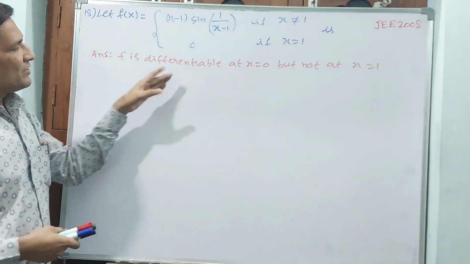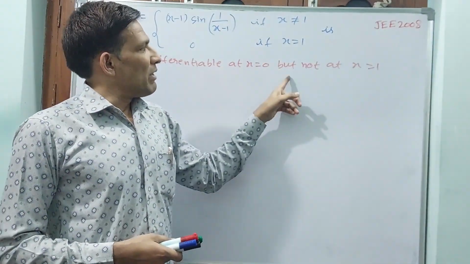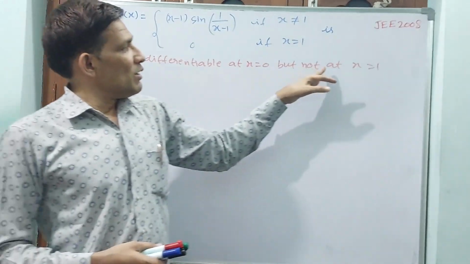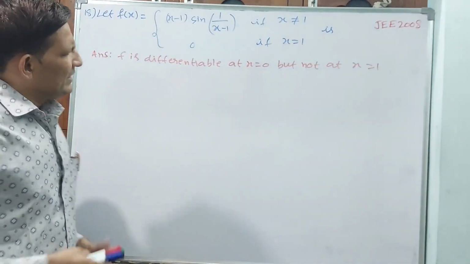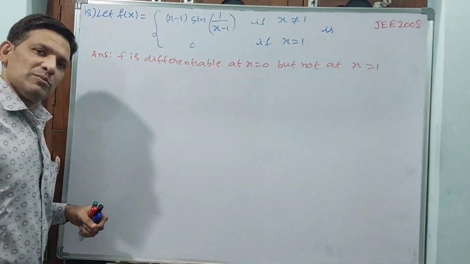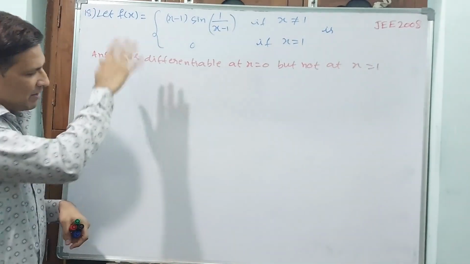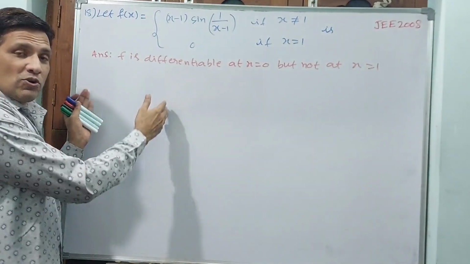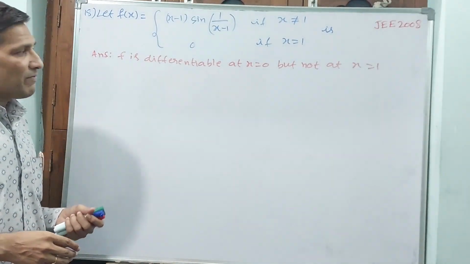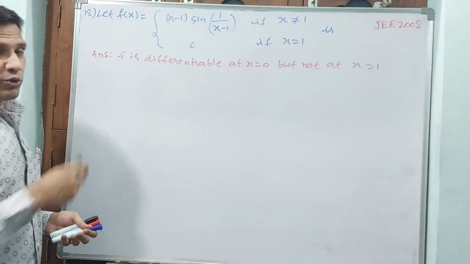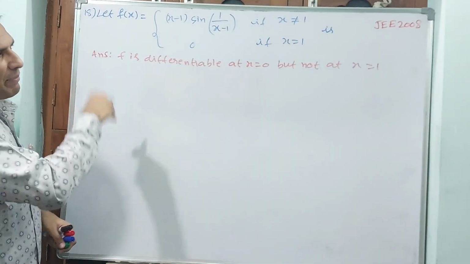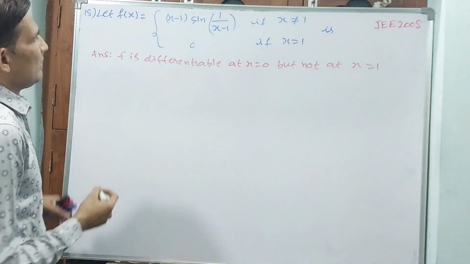One option is: f is differentiable at x = 0 but not differentiable at x = 1. That means this function is differentiable at x = 0 but not at x = 1. The remaining options are: differentiable at 1 but not at 0, both differentiable, both not differentiable. I have avoided those three because I want space. Now here we don't see left hand derivative and right hand derivative. Here there is no requirement for finding continuity. For this question, we will directly differentiate the function and apply 0 and 1. We will see what happens.